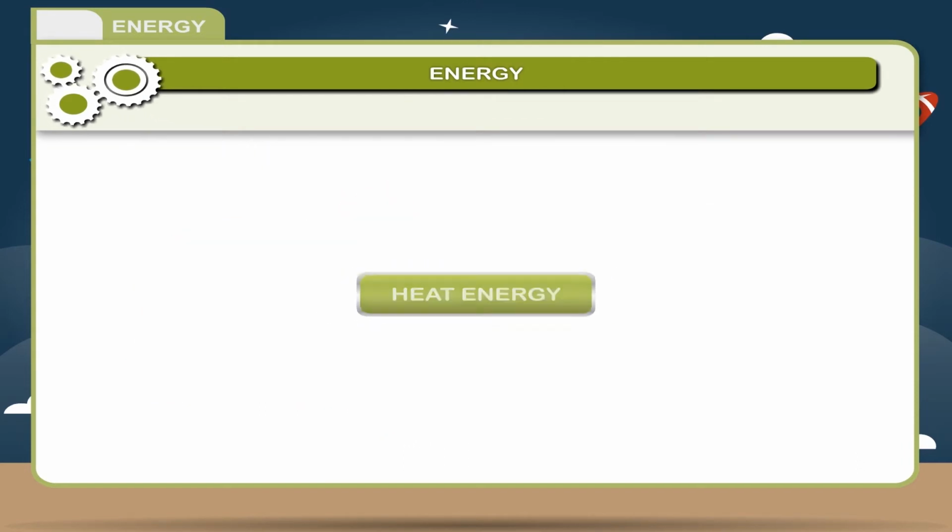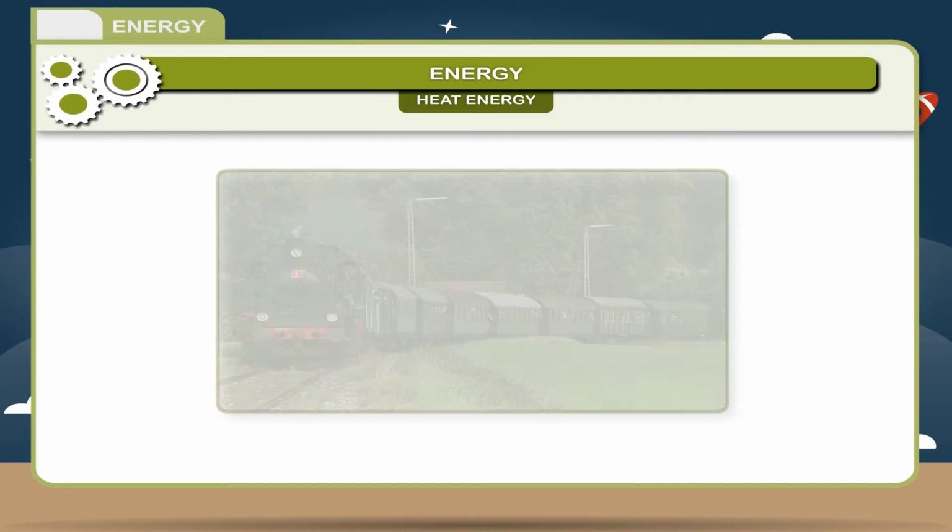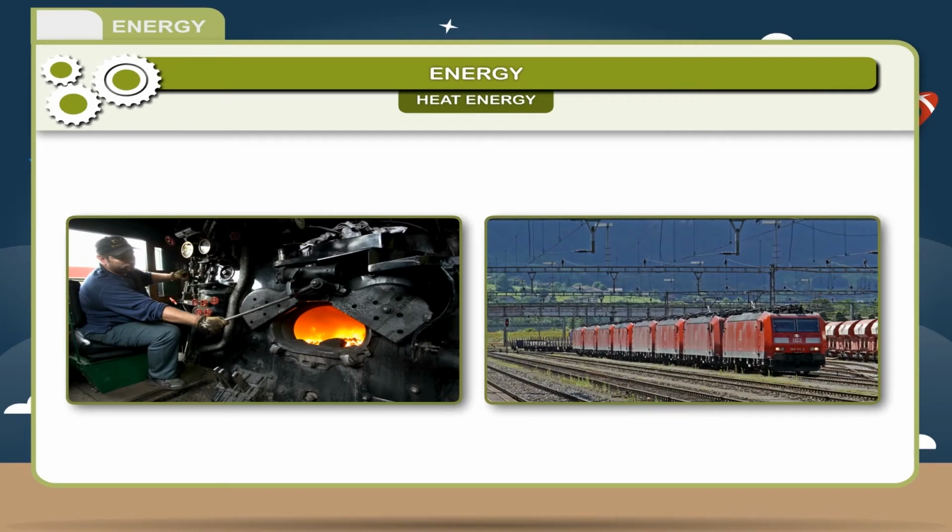Heat energy. Heat is a form of energy. It is also called thermal energy. A steam engine works with the help of heat energy to pull a heavy train. Heat energy can be produced in many ways. It can be produced by burning fuels or by passing electricity through different appliances.